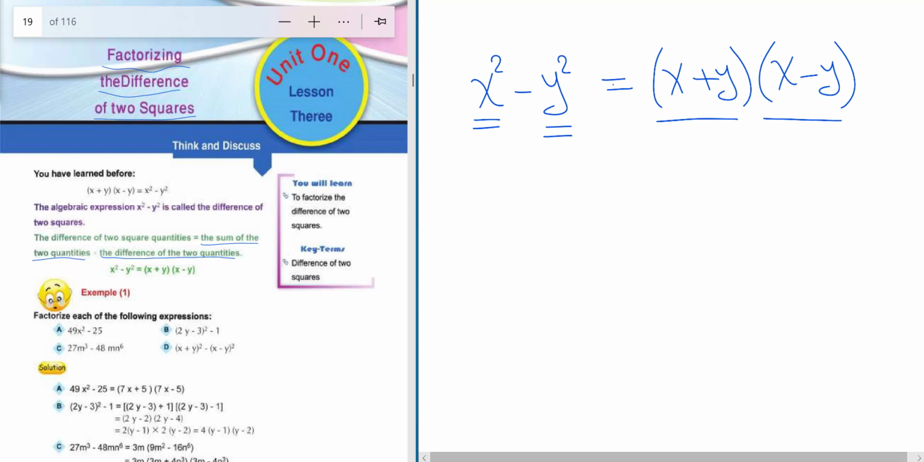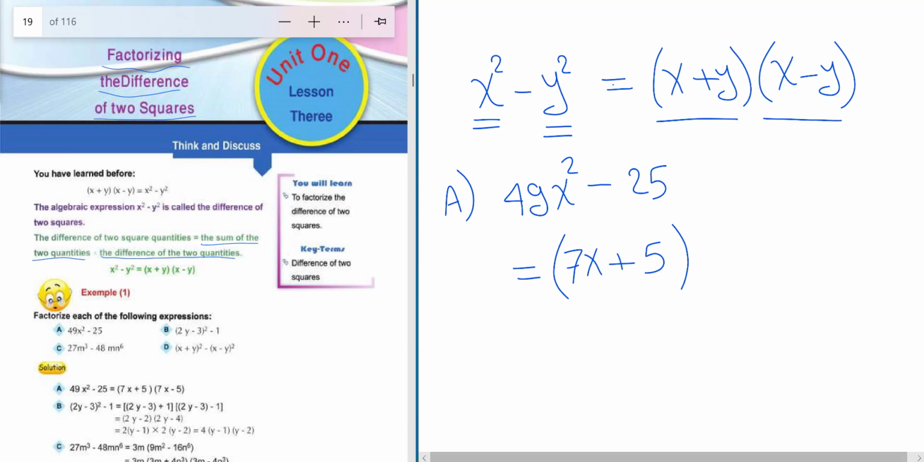For example, 49 x power 2 minus 25 equals: the square root of the first quantity is 7x and the second is 5. Their sum times their difference. Another one.